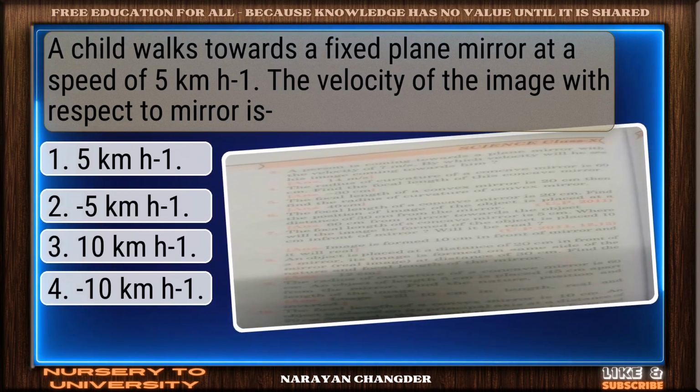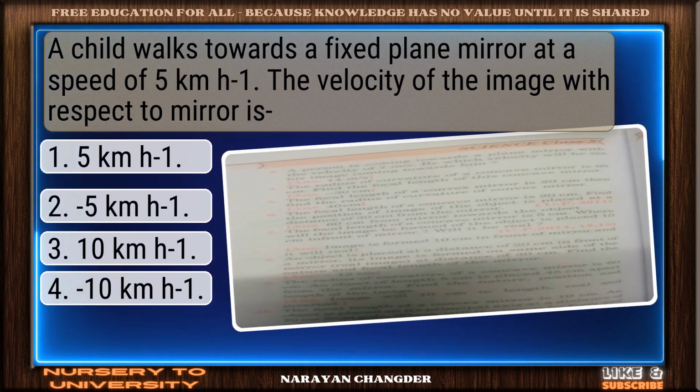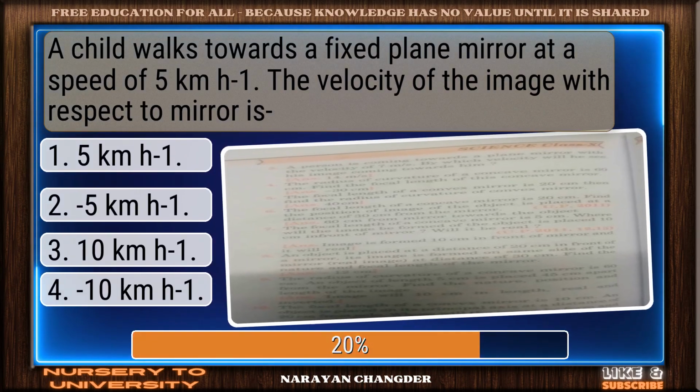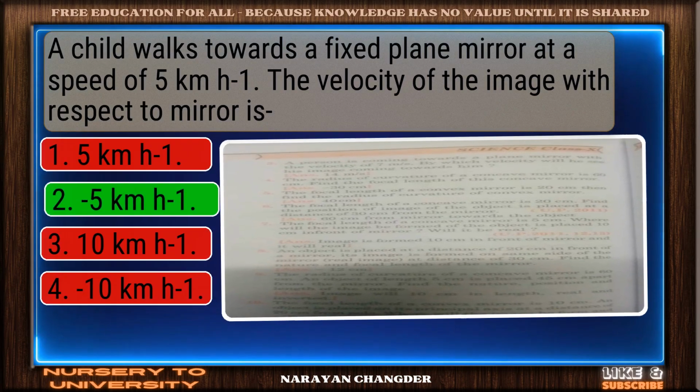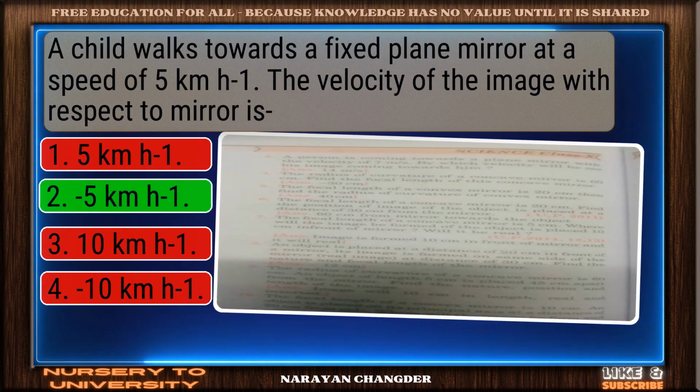A child walks towards a fixed plane mirror at a speed of 5 km/h. The velocity of the image with respect to mirror is. You're right. 5 km/h is the correct answer.